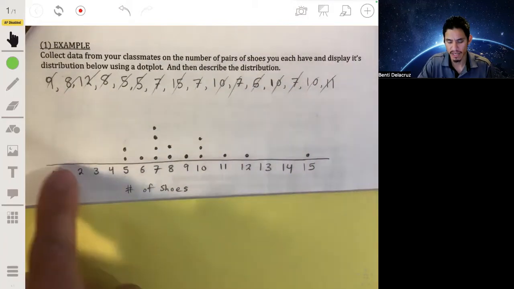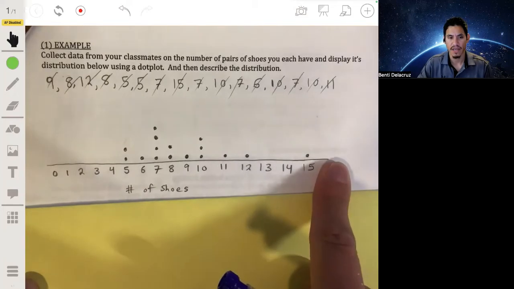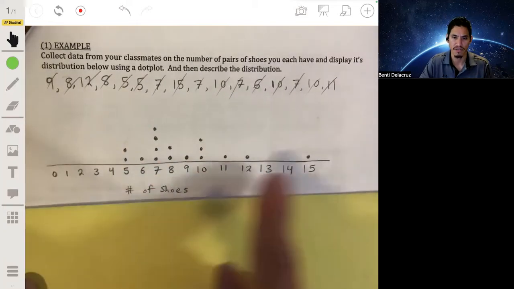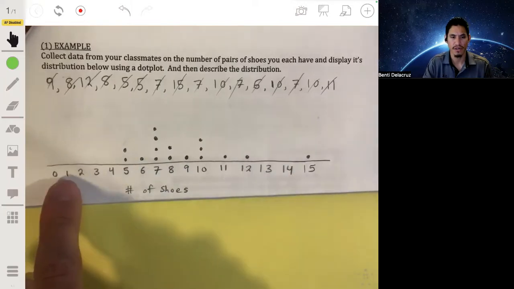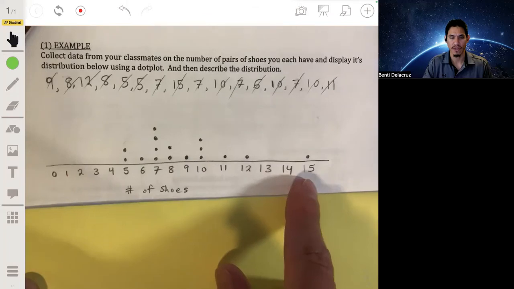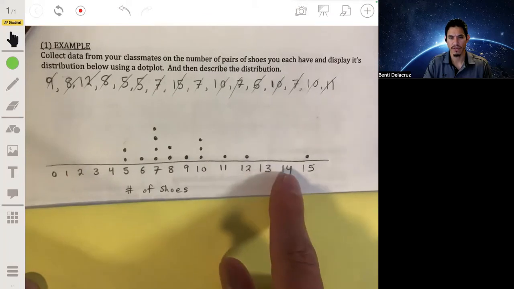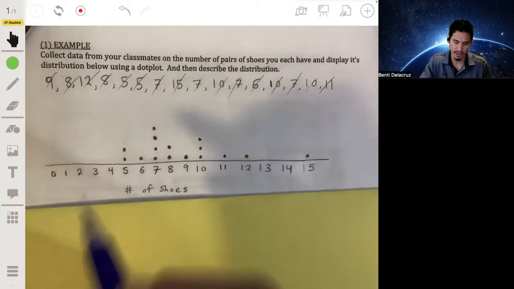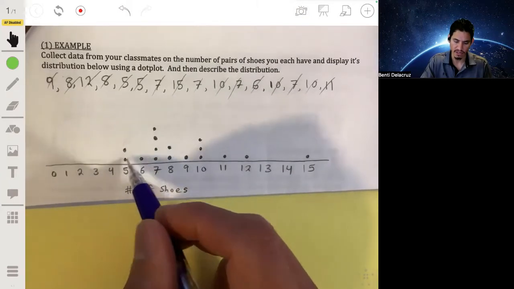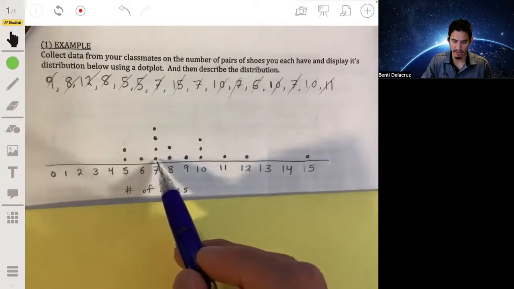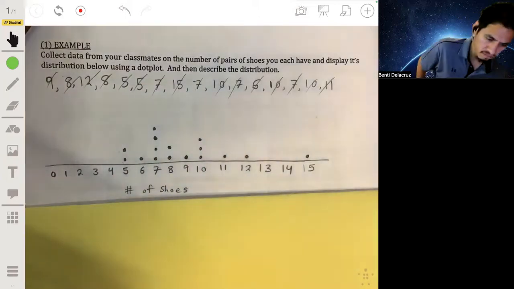And for a dot plot, you just make a scale that includes these values, and make sure you don't skip them. Make sure you don't skip anything. Make sure you go with 0, 1, 2, 3, 4. Make sure you include everything from 0 through 15. Don't skip 13 and 14 just because there aren't any values. That's a big deal. And all you do is put a dot over however many of those values you have. So I had 2 5s, I had a 1 6, 4 7s, and so forth.